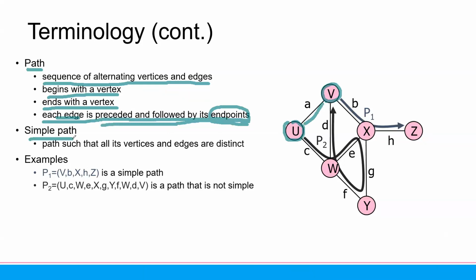We will have a simple path. A simple path means a path such that all its vertices and edges are distinct. Distinct. What is distinct? It means unique. Okay, no duplicates. So this is a simple path, P1.